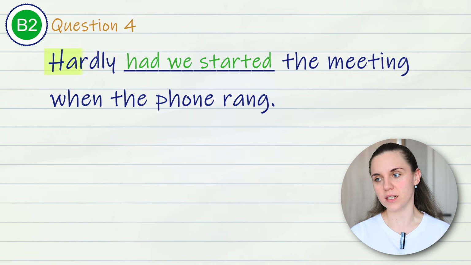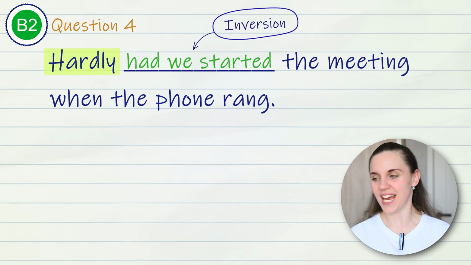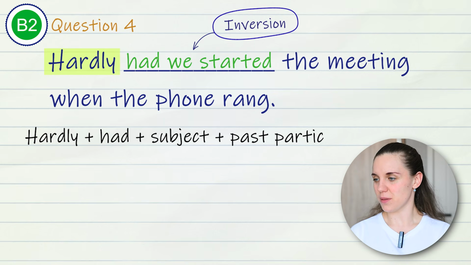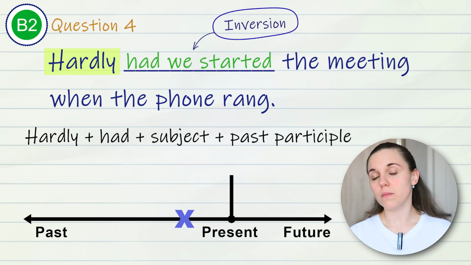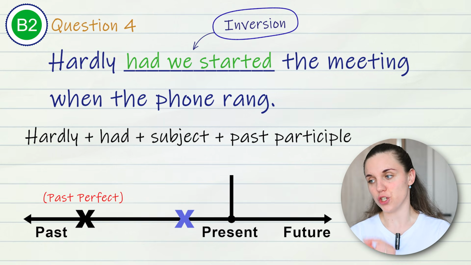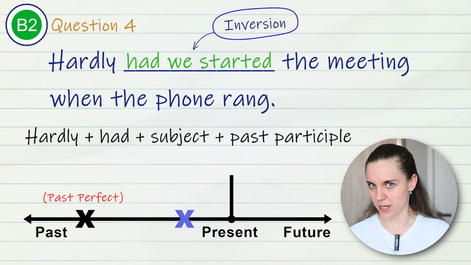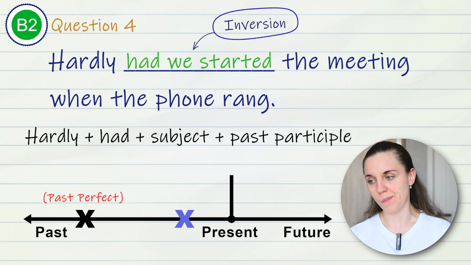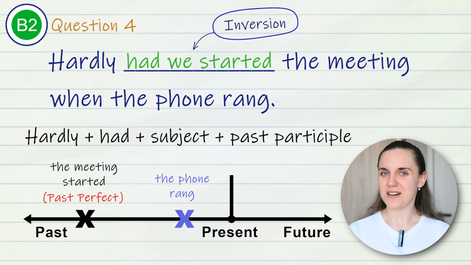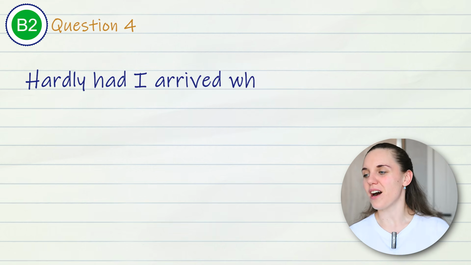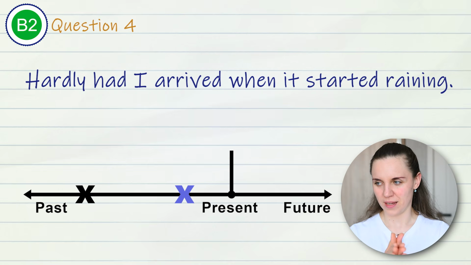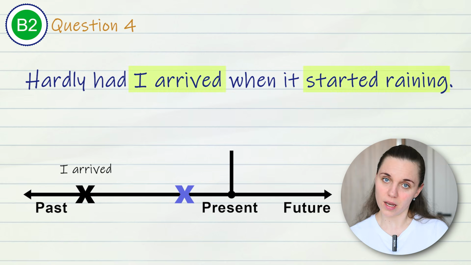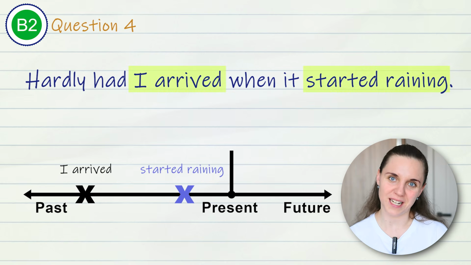All right, after hardly, we use inversion. And the structure is hardly plus had plus subject plus past participle. Why? Well, here we use past perfect because the action happened just before another past action, right? So, what happened first? The meeting started, and then the phone rang. Another example for you guys. Hardly had I arrived when it started raining. So, what happened first? Once again. First, I arrived, and then it started raining.